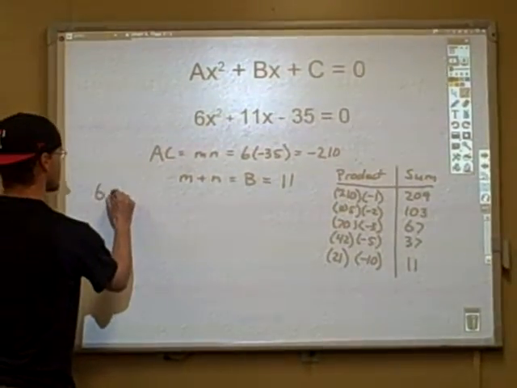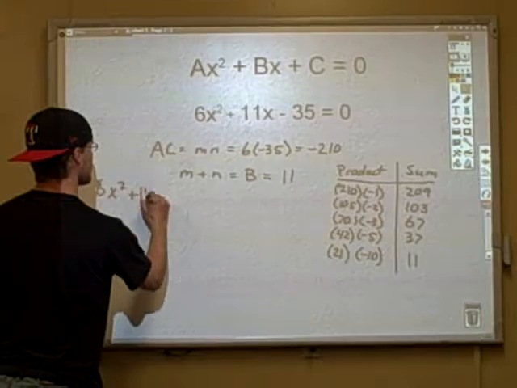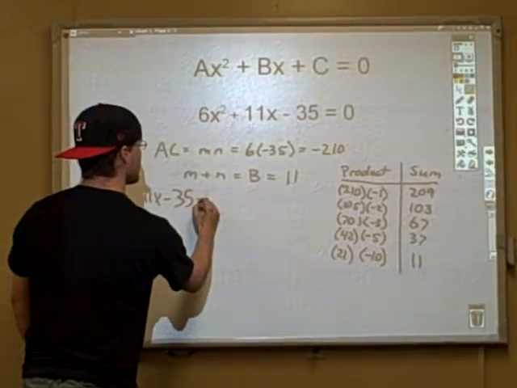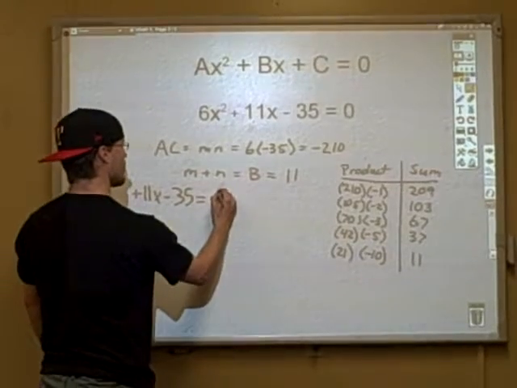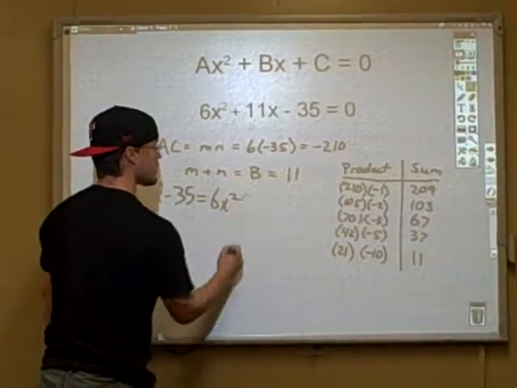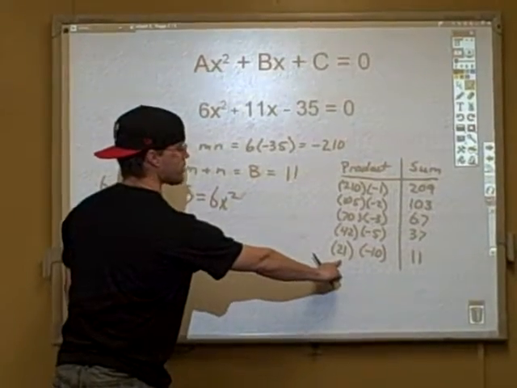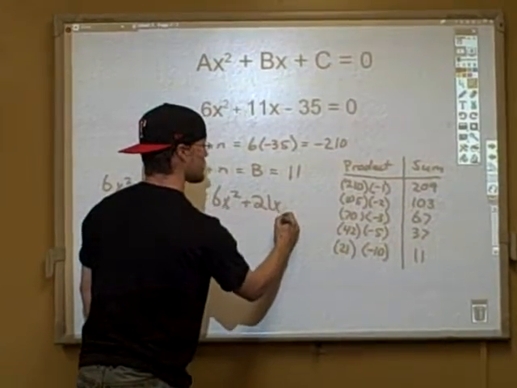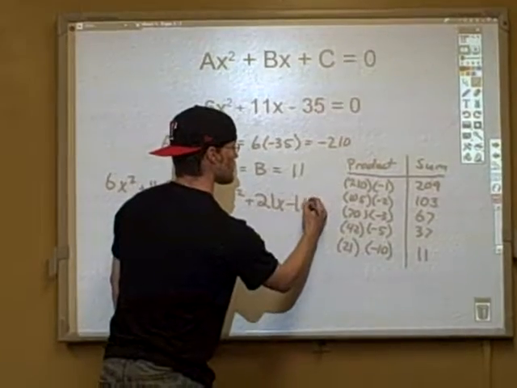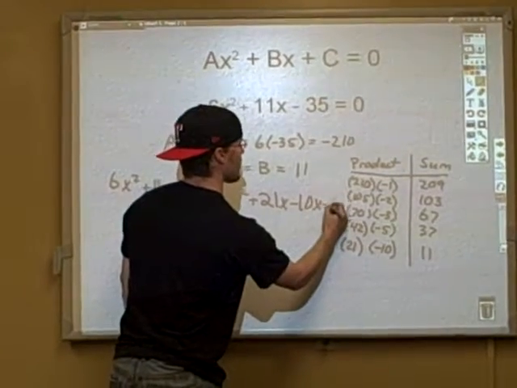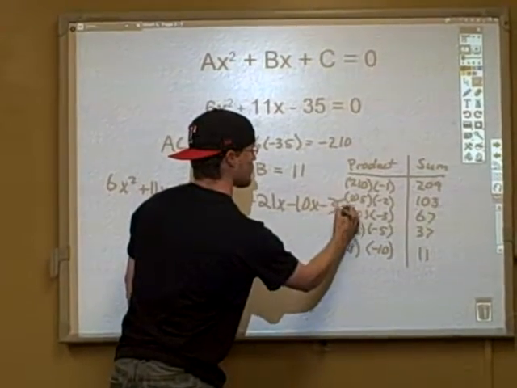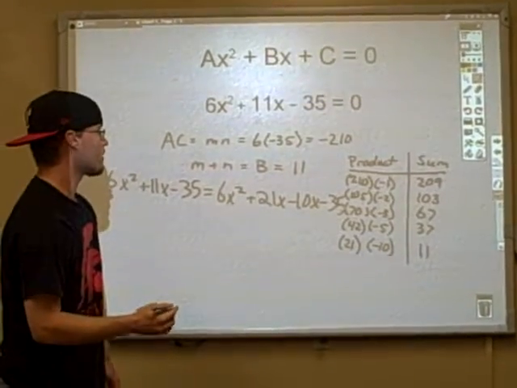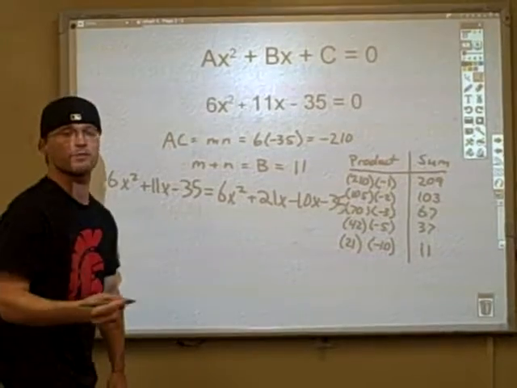Take our function 6x squared plus 11x minus 35, and we set it equal to our 6x squared, but now we substitute in our integers, so we do plus 21x minus 10x minus 35. All right, so once we get here, then we group, and then we factor out common terms.